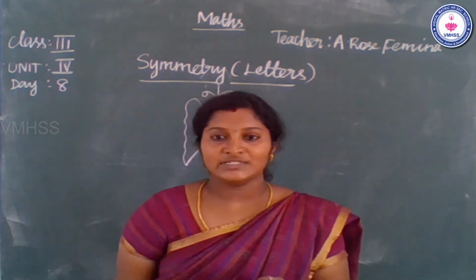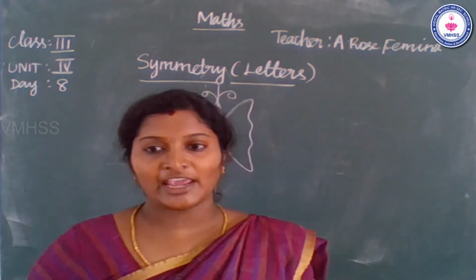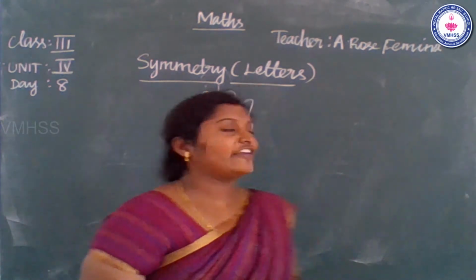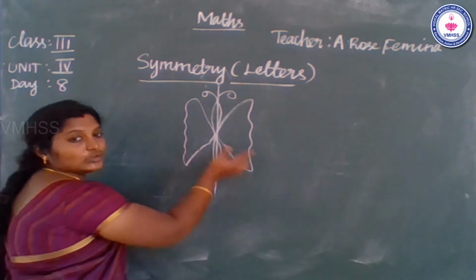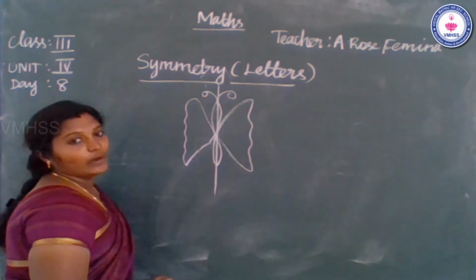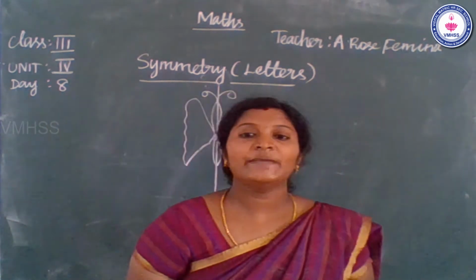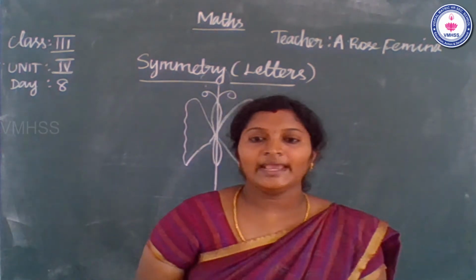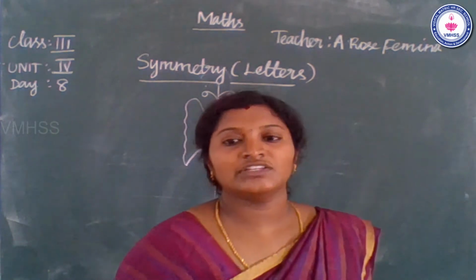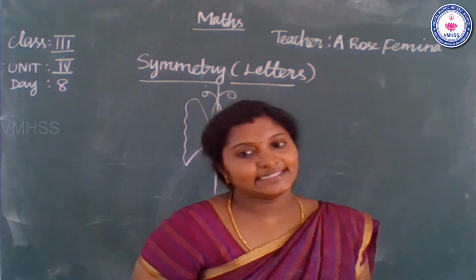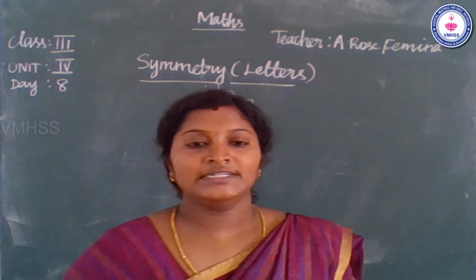A shape has symmetry if a central dividing line can be drawn. This is the dividing line. Same on both sides, right side and left side are equal. It is also called a mirror line or mirror image. It shows that both sides of the shape are exactly the same. See the next slide.